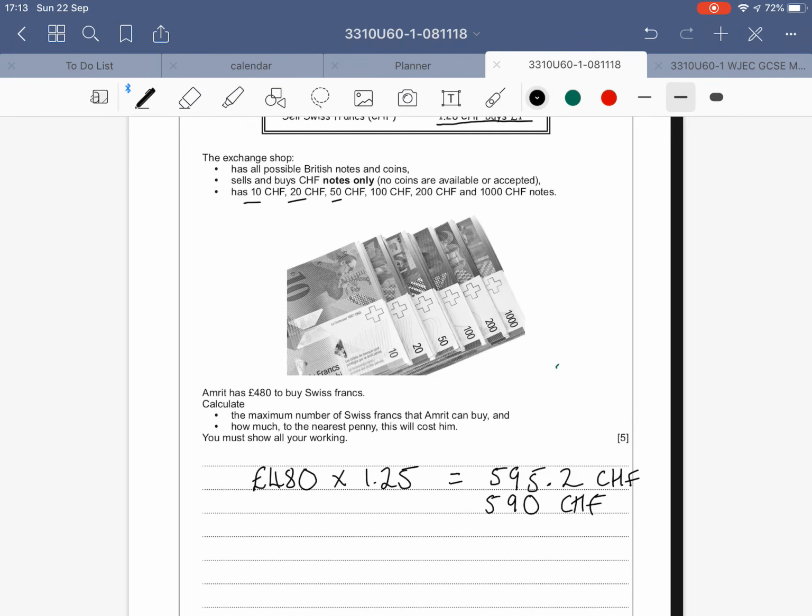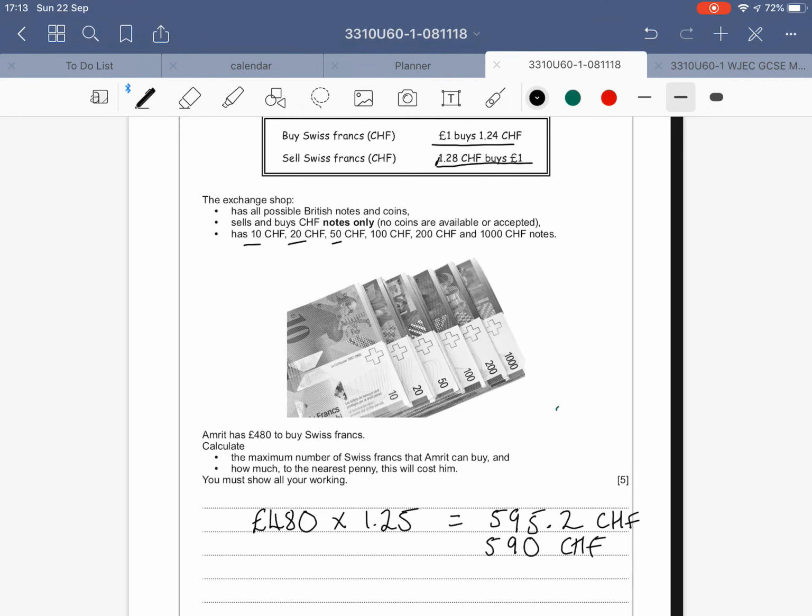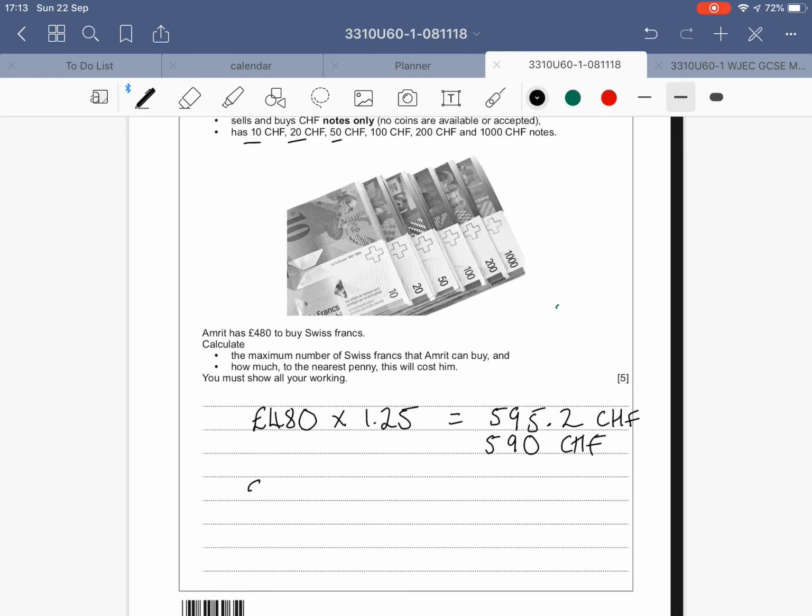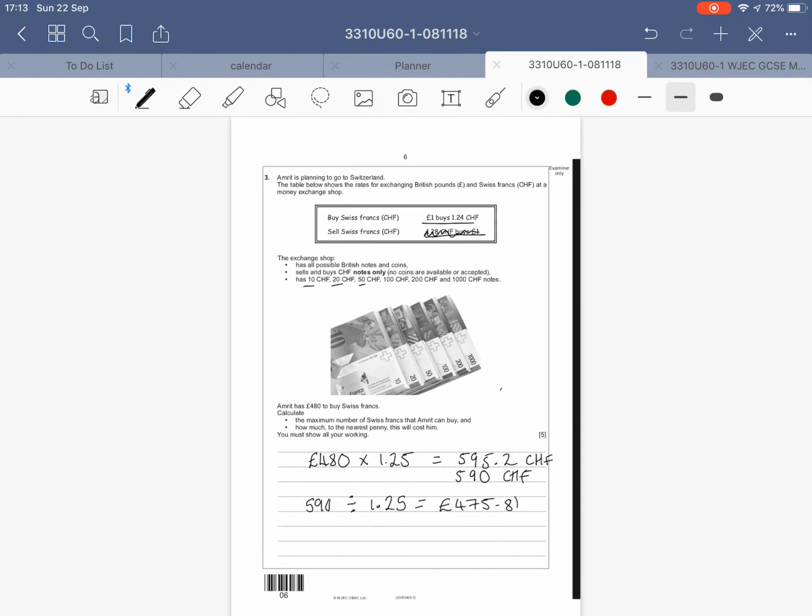So we just need to see how much that is worth. Now he's not selling them, he's just going to see how much it will cost him. So we don't need this bottom exchange rate at all. They've put it in there to confuse you. So you just want to divide now by the same exchange rate, and we get £475.81. So when he goes in and says, I want to buy 590 Swiss francs, it'll cost him £475.81.